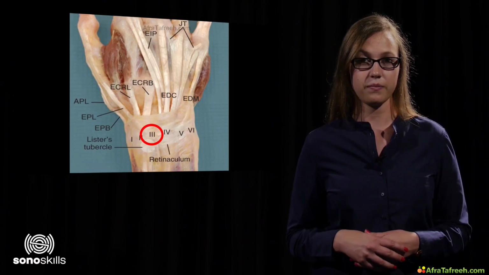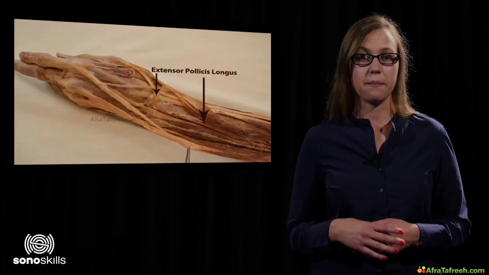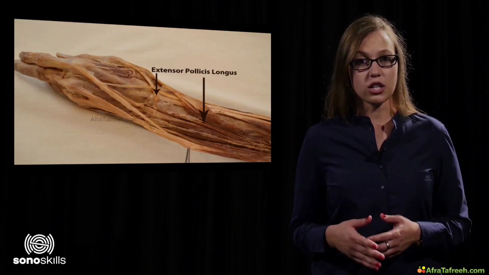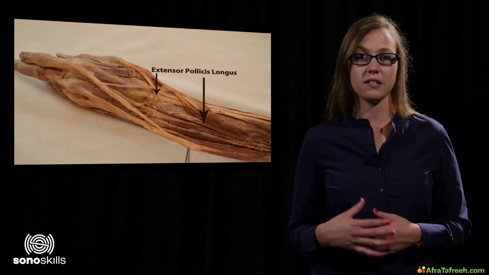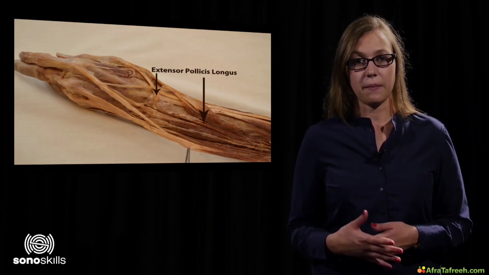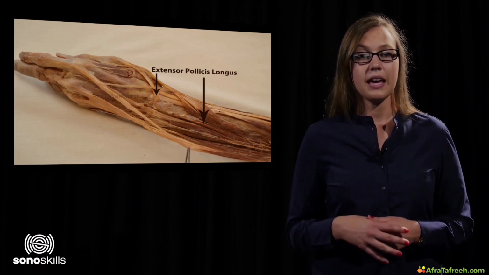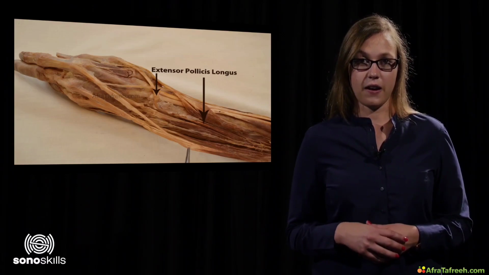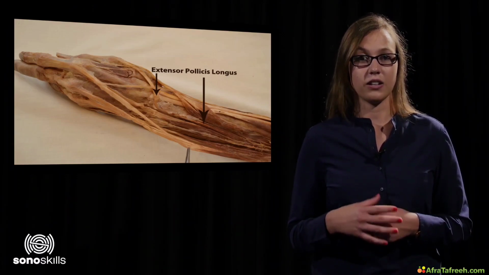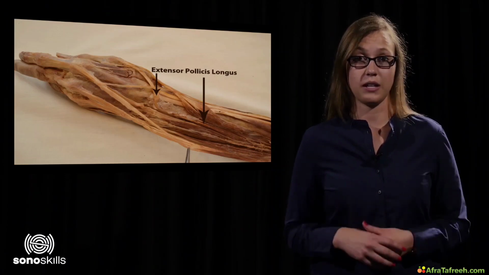the thumb. The EPL originates from the interosseous membrane and the middle third of the posterior ulnar surface. Its insertion can be found on the base of the distal phalanx of the thumb. The EPL extends the thumb in the metacarpophalangeal and interphalangeal joint. The EPL is easy to identify on a transverse ultrasound view, as it is a single tendon on the ulnar side of Lister's tubercle of the radius, which is the most perfect bony landmark.